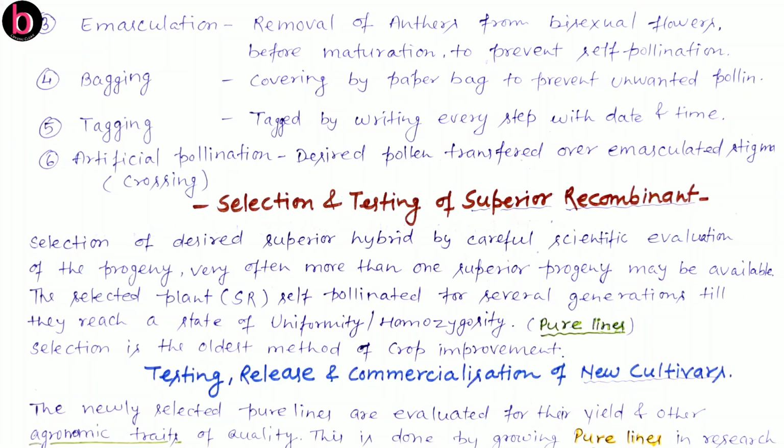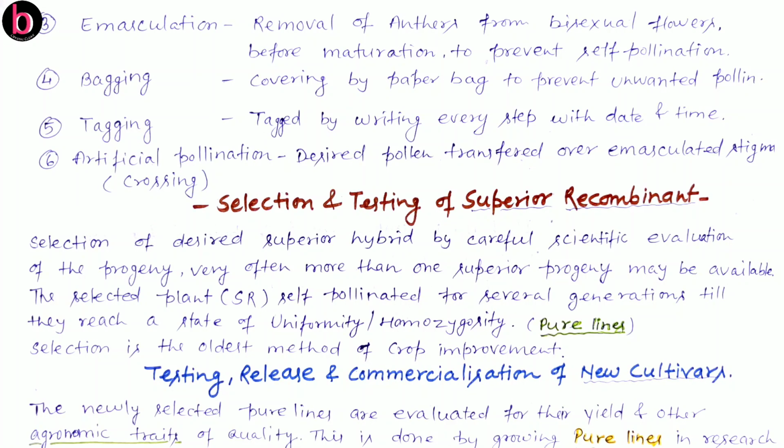After completion of the third step, that is cross hybridization between selected plants, there will be a number of seeds, and from those seeds we have to select the desired superior hybrid by careful scientific evaluation of the respective progeny. Most of the time there may be more than one superior progeny, and the selected progeny or selected plant is again self-pollinated for several generations till it reaches a state of uniformity or homozygosity. This is also known as achieving a pure line.